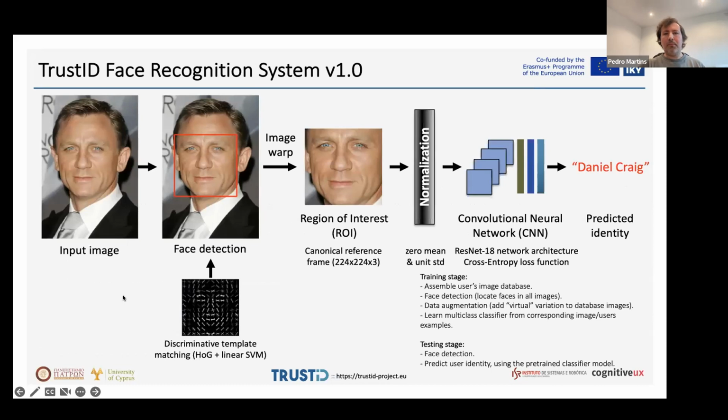So this is our first approach, which is the simplest one. This is the first approach that we developed. We grab an input image, and after that we need to run face detection. In this case, the best known face detector is Viola-Jones, but we actually use a different approach.